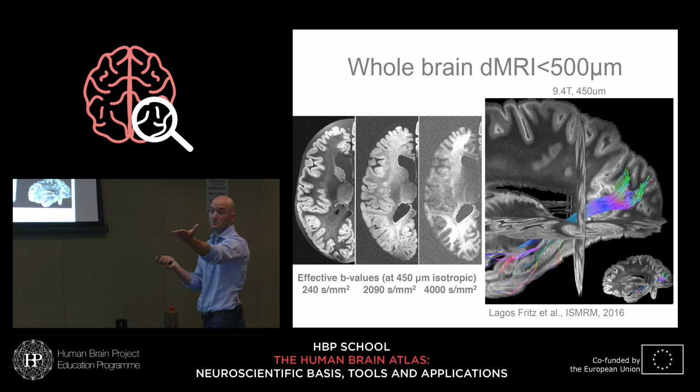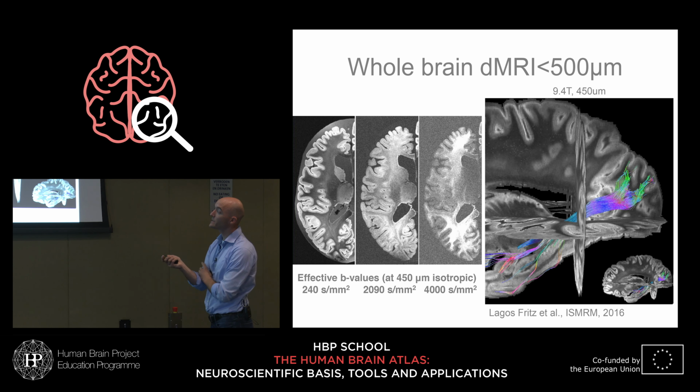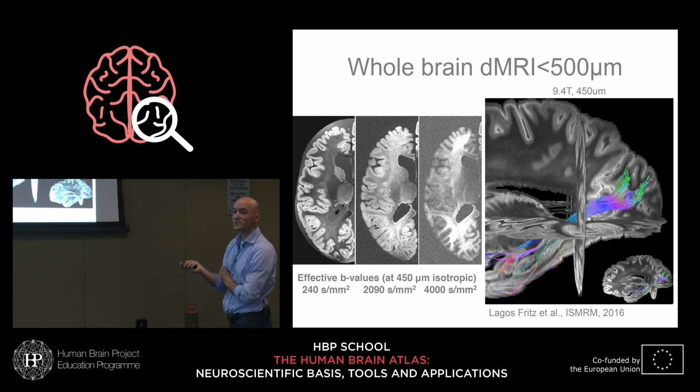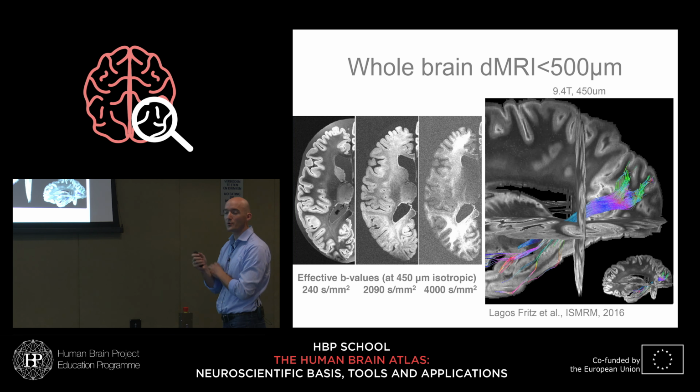Here you see quite directly what we're talking about. At that very high resolution, low B values look brilliant. Middle B values look good enough. But once you start pushing to the B4000, the SNR of this image is at the border.